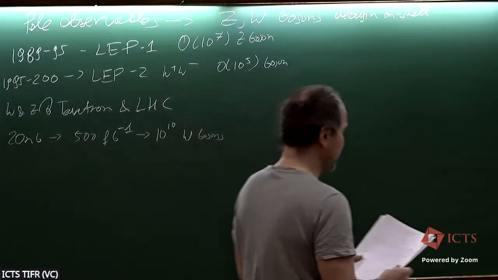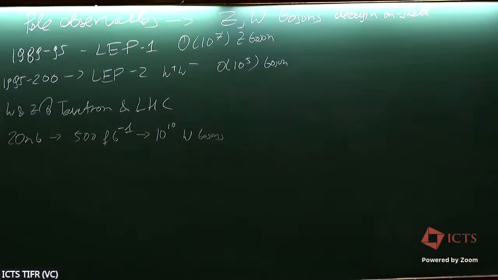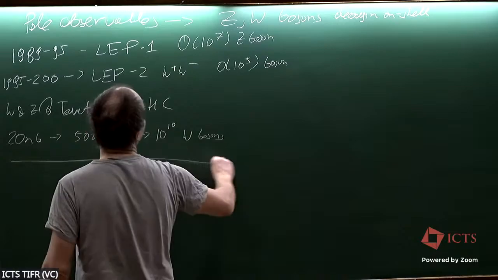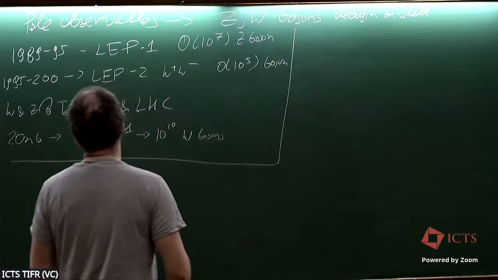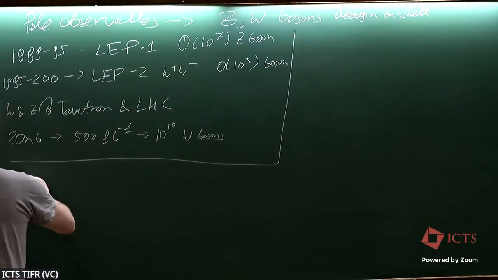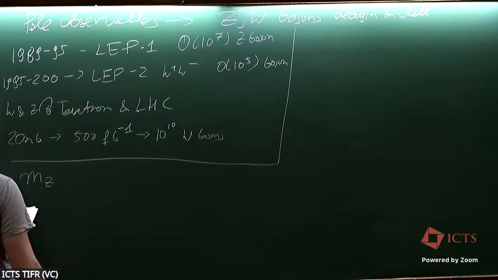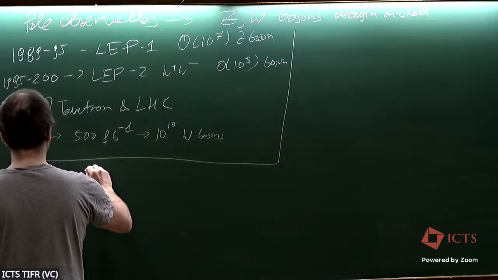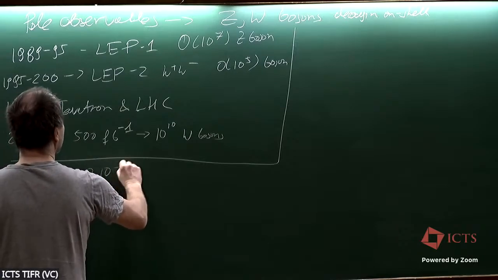So that's the experimental background. So let's be more precise. What has been measured so far? First, one thing that was measured is the Z boson mass, and the Z boson mass is measured with a relative precision of 2 times 10 to the minus 5.